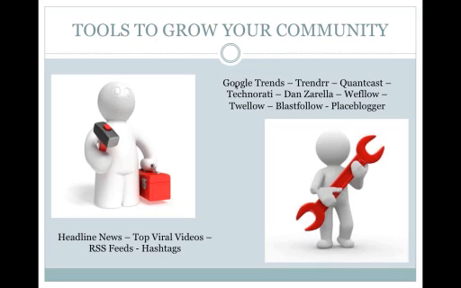And so some of these other ones that we see here, Dan Zarella, We Follow, Twello, Blast Follow, are all talking about what's happening right now. What are those influential individuals tweeting about? Place Blogger is actually giving us more information on geotags and telling us where our audiences are located. And of course, things that we might be more familiar with, headline news, top viral videos, our RSS feeds and hashtags are also directing traffic and giving people a sense of understanding who our community is.